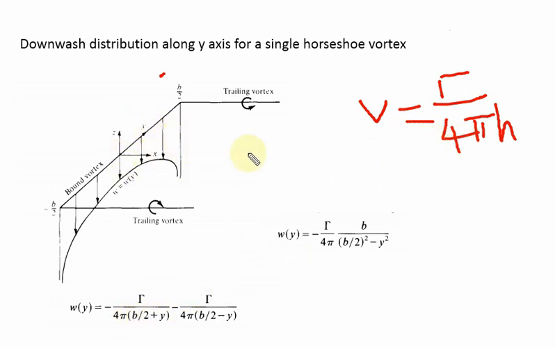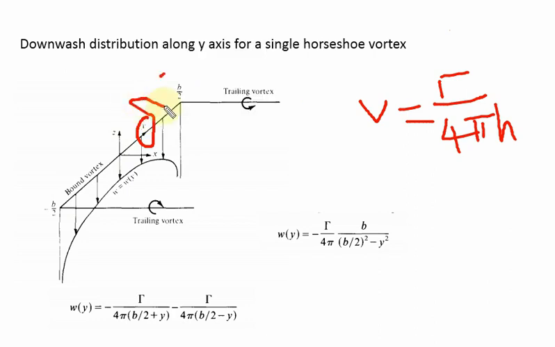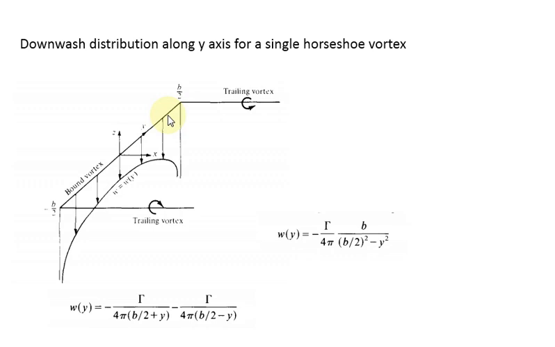So how am I going to find the velocity? In the bound vortex, I am taking one point y, and I need to find the value of velocity at that particular y. How am I going to find the velocity at the particular y? Based on the trailing vortices. By using that particular formula, Γ/(4πh), I want to calculate the value of h. So how am I going to calculate the value of h?